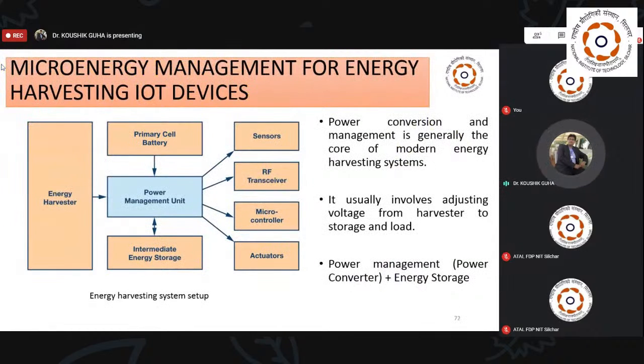Then after the energy harvesting and storing, you also have to manage your energy flow to the different units. This is called the micro energy power management system. The power conversion and management is generally the core of the modern energy harvesting system.